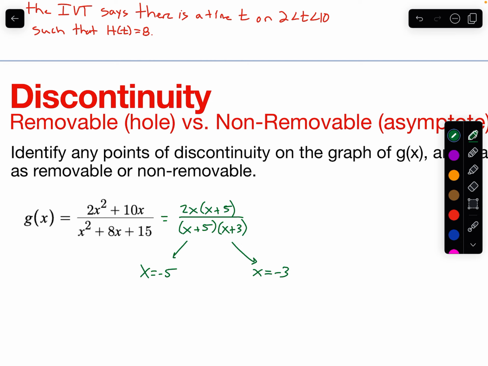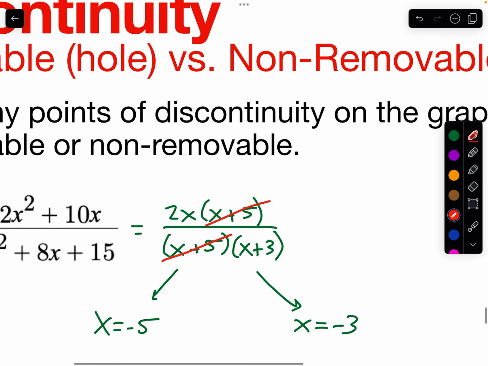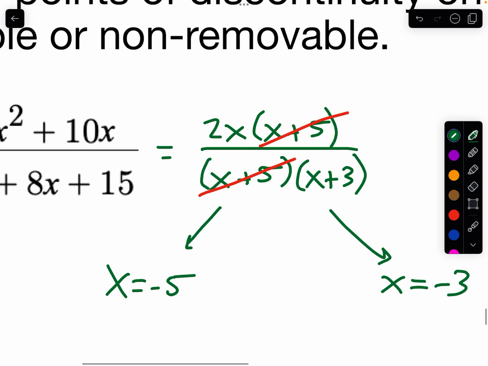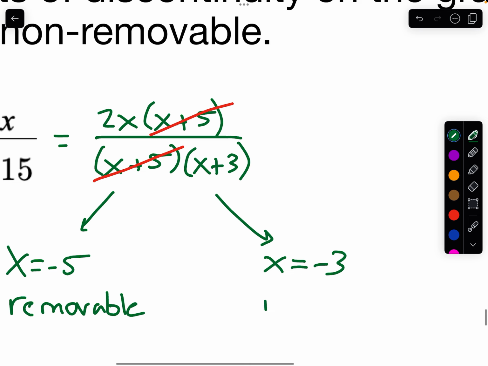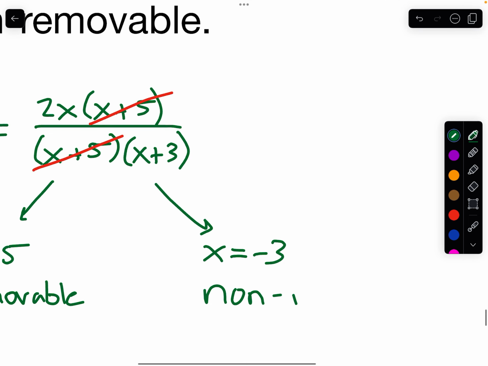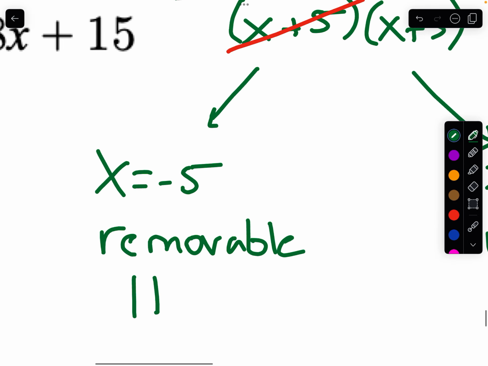But we have to tell whether they're removable or non-removable. And the way that we tell is whether or not that factor will cancel out. Here the x plus 5's cancel, and that makes x equals -5 a removable discontinuity. If we graph this, it's going to show up as a hole on the graph. x plus 3 did not cancel out. That makes x equals -3 a non-removable point of discontinuity. That's going to show up as a full-fledged vertical asymptote. This one will show up just as a hole.